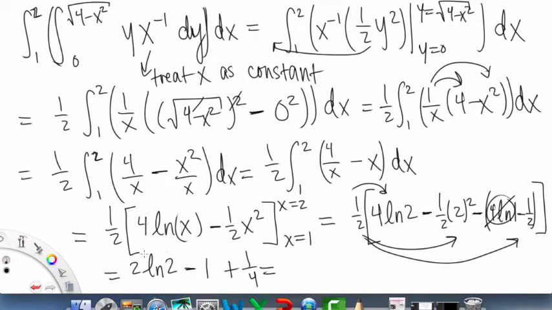Okay, so our final answer, and the good thing about logs is you can bring the coefficient up and make it an exponent. So this is like ln of 2 squared, which is ln 4, okay? And then this turns out to be a minus 3 over 4. Okay, so that's our final answer for that problem. All right? Okay, so now on to the next one.